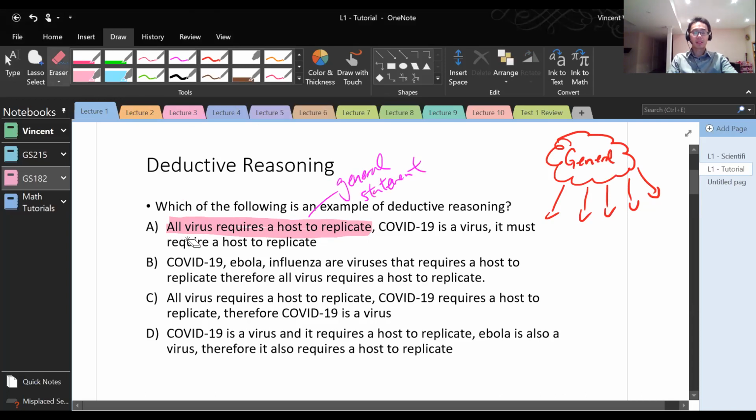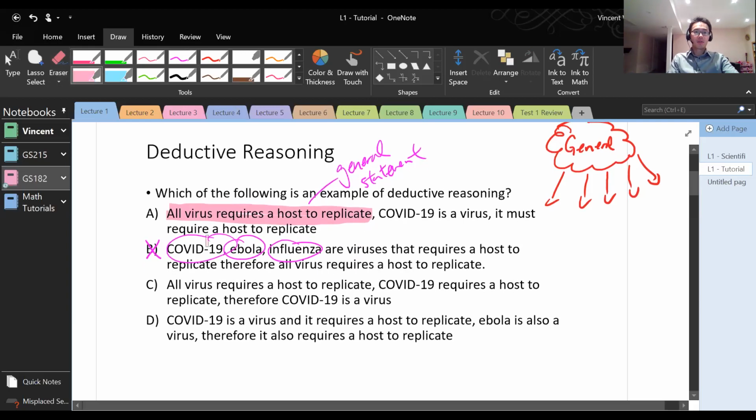Maybe I'm just gonna keep reading first. Next one, COVID-19, Ebola, influenza are viruses that require a host to replicate. So these are very specific examples, and then you're going from specific to general, which is inductive reasoning, not what we are looking for. Next one, all viruses require a host to replicate. That again is a general statement, so possibly the answer I'm looking for.